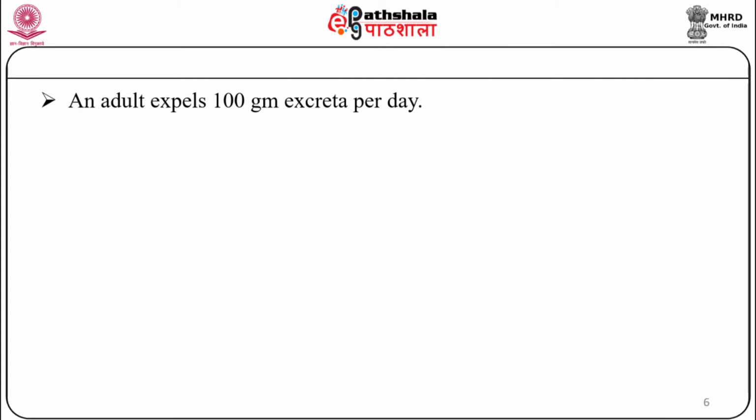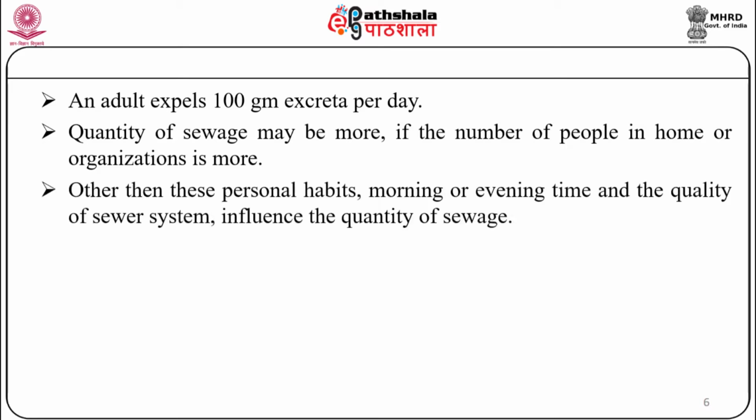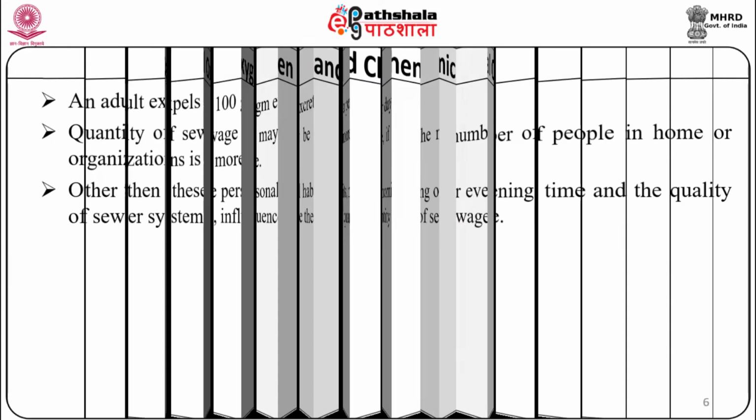An adult on an average expels 100 gram excreta per day. And quantity of sewage may be more if the number of people in a household is more. Other than these, personal habits, morning or evening time and the quality of the sewage system influence the quantity of sewage.